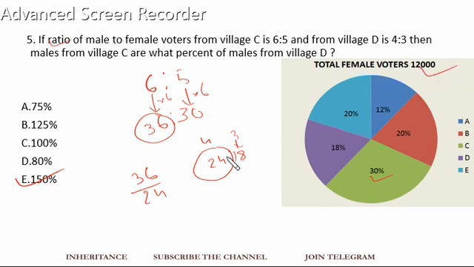So this is how we do it when big values are given: we avoid using them. I hope you like the DI. Thank you.